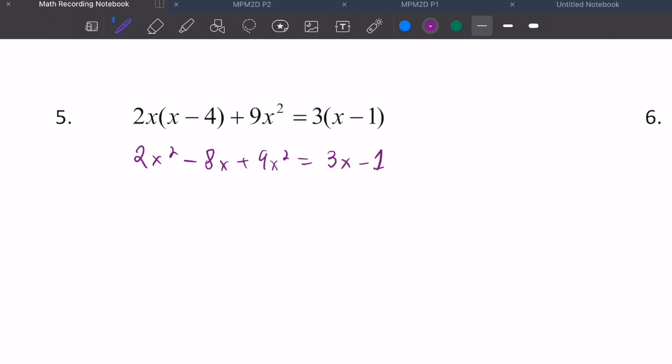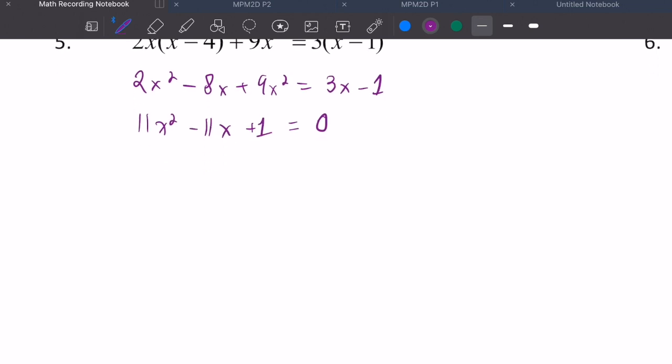We're going to bring some stuff over and collect like terms. So we get 11x squared, bringing the 9x squared plus 2x squared. 3x comes to the other side, which makes it a negative, so negative 8x plus negative 3x gives us negative 11x. And that negative 1 comes over to the other side, positive, and this equals 0. Now that it's in standard form, we can investigate how many roots there are. We start off by identifying our a, b, and c. Our a is 11, our b is negative 11, and our c is positive 1.